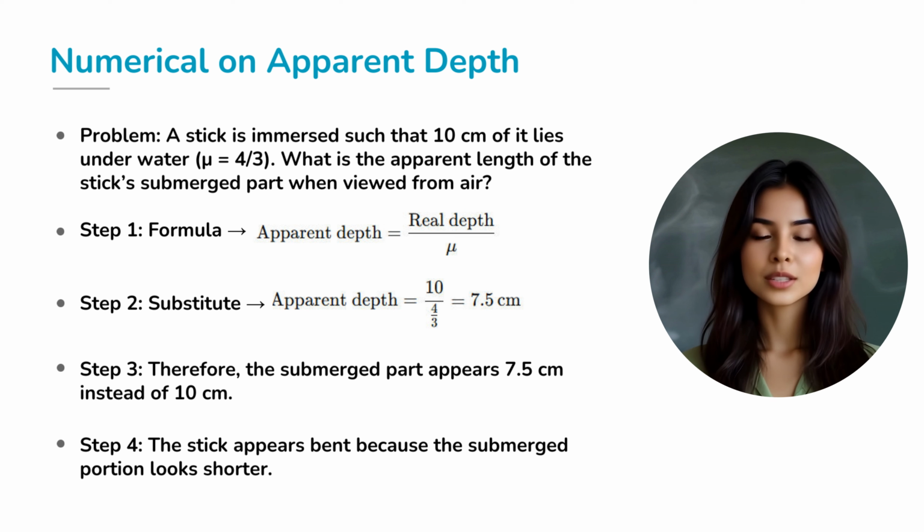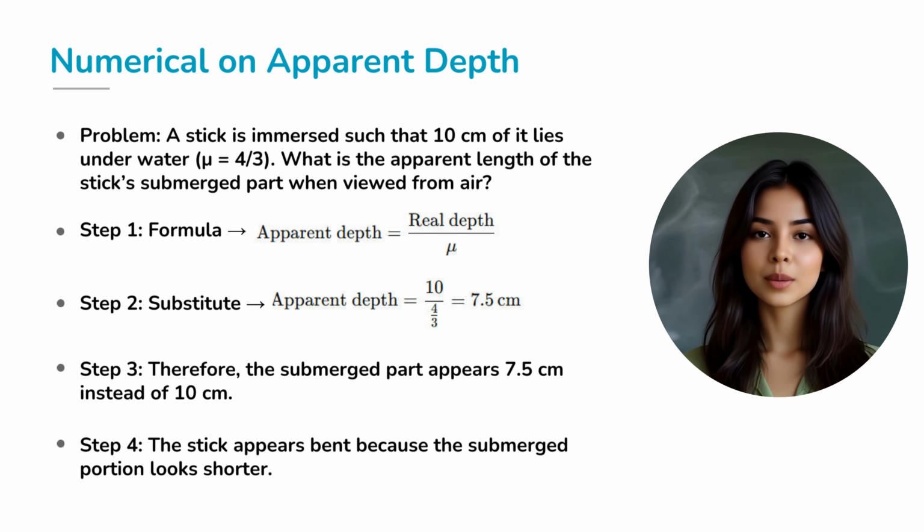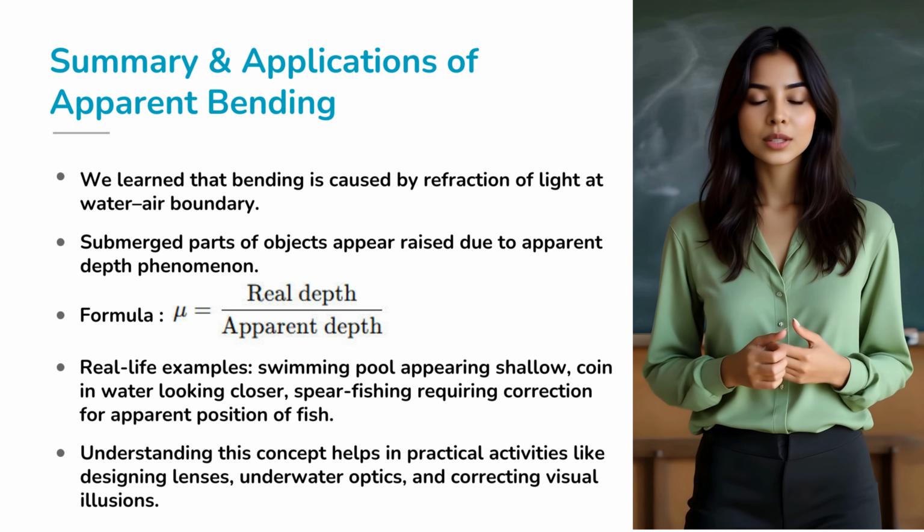Now, the shift is simply the difference between real depth and apparent depth. So, shift equals 1.2 minus 0.9, which gives 0.3 meters. This means the coin appears raised by about 30 centimeters. The diagram shows both the actual and the apparent positions. Let's quickly recap what we've learned.